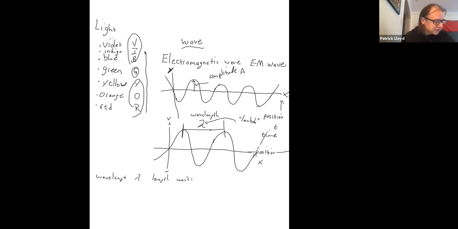So typically those are meters, centimeters, millimeters, nanometers, but all these prefixes with meters, right? So those are the units of wavelength. In the old days we might use inches or yards or feet, but we're going to use meters.